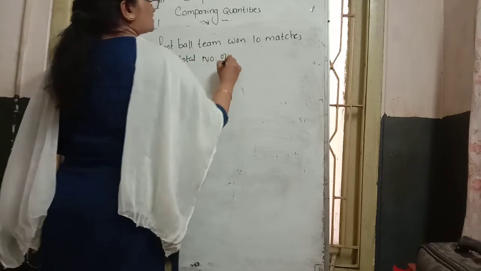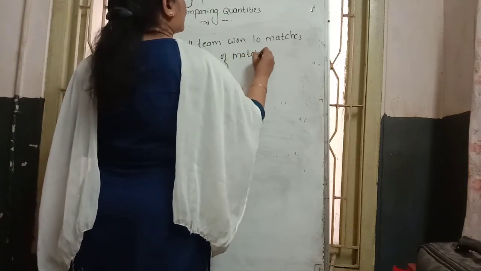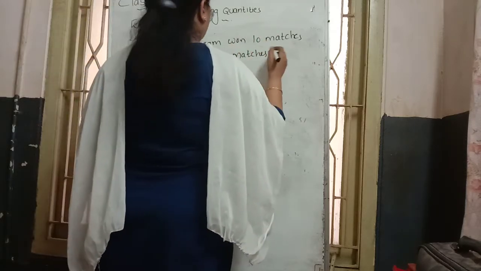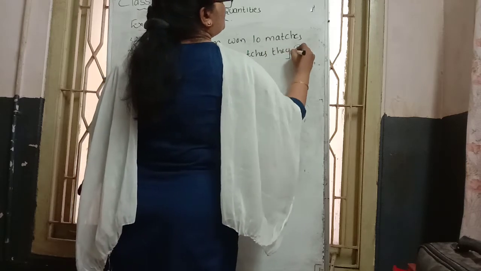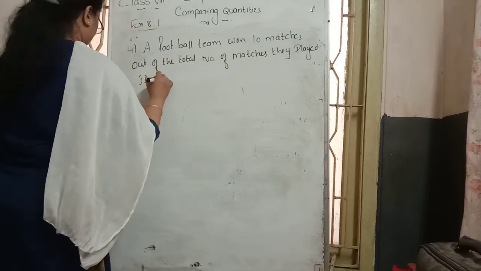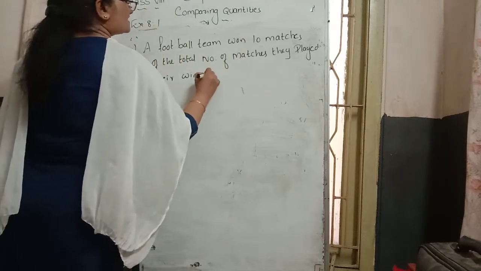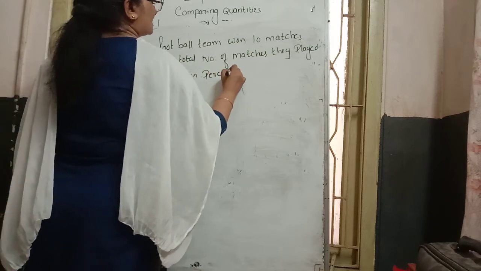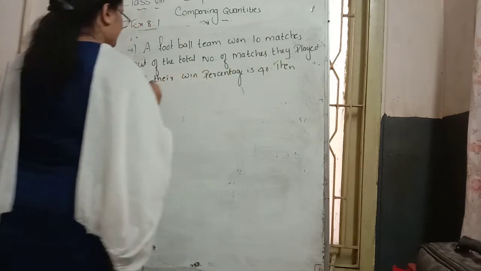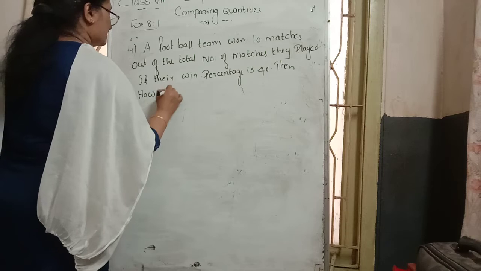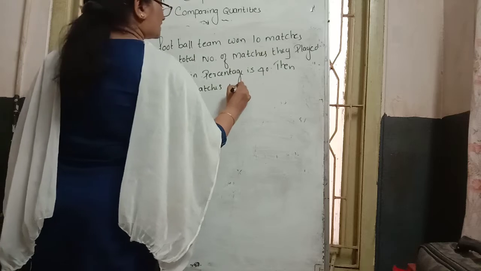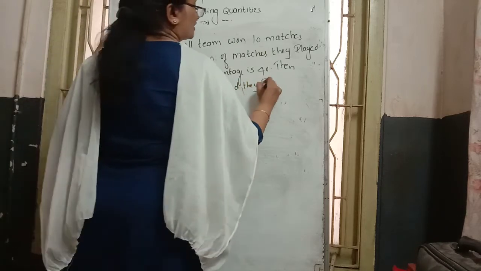Here the total number of matches is not given, but out of the total matches, 10 matches they won. They played, so we don't know. We want to find that. If their win percentage is given as 40, then what we want to find is how many matches did they play in all? That is the question.